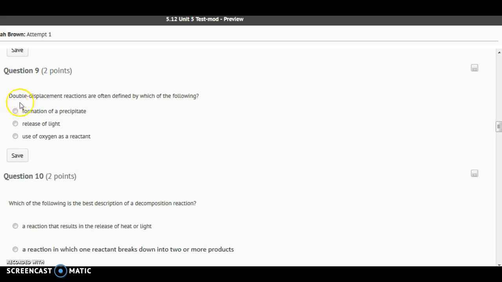Question 9. Double displacement reactions are often defined by which of the following? A. Formation of a precipitate. B. Release of light. Or C. Use of oxygen as a reactant.